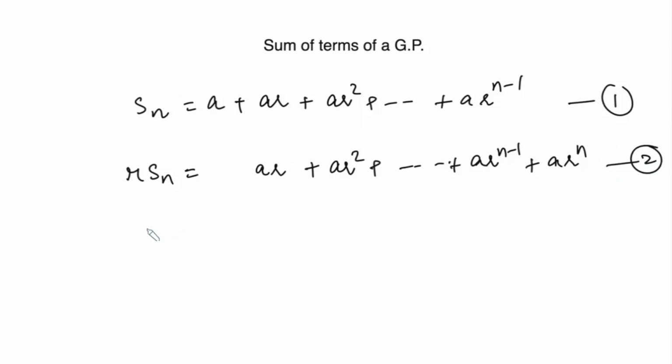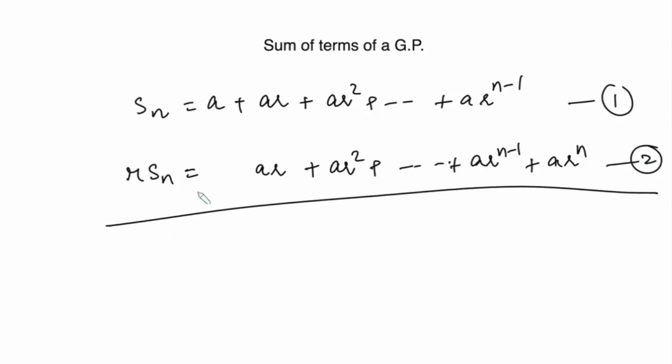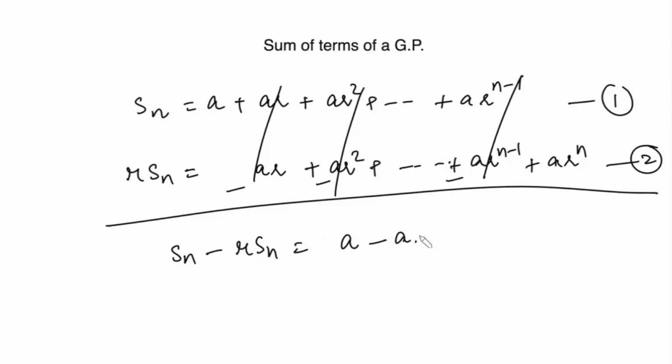And if we subtract these two equations, ar will cancel out, ar squared will cancel out, ar raised to the power n minus 1 will cancel out. So you'll be left with Sn minus r times Sn is equal to a minus a times r raised to the power n. On the left hand side, you can take Sn out.